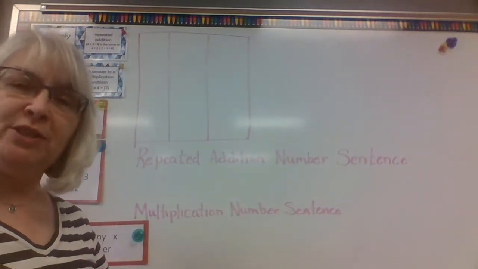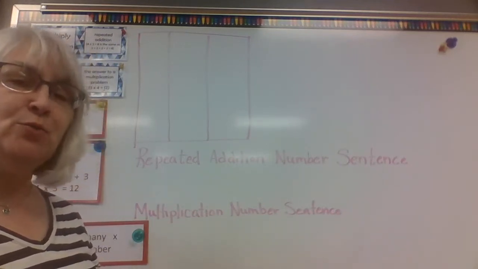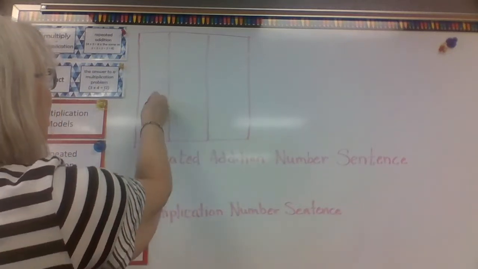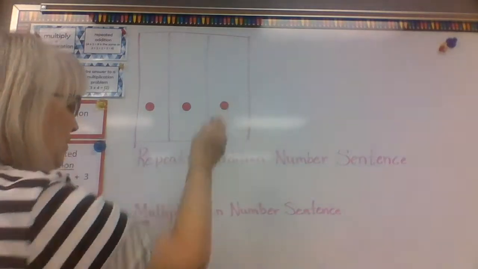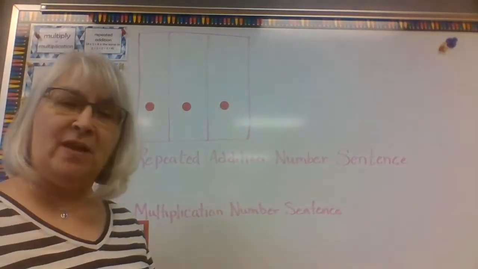There are 3 children in the house, and Mom decides she's going to buy each one of them 1 ice cream cone. So here are our 3 children. They each get 1 ice cream cone. All right, so now we want to know how many ice cream cones did Mom have to buy.